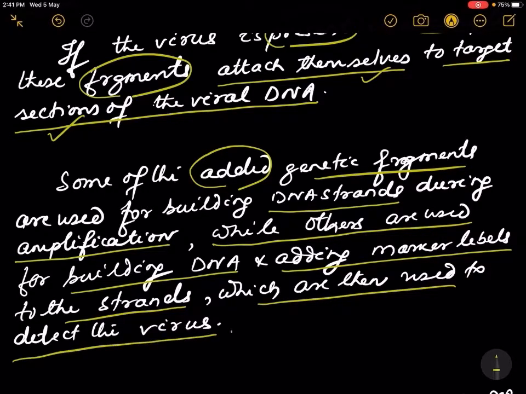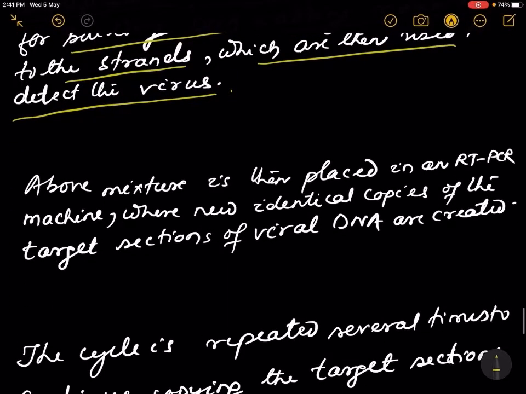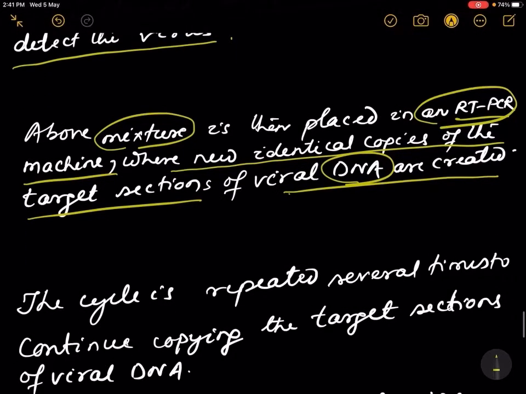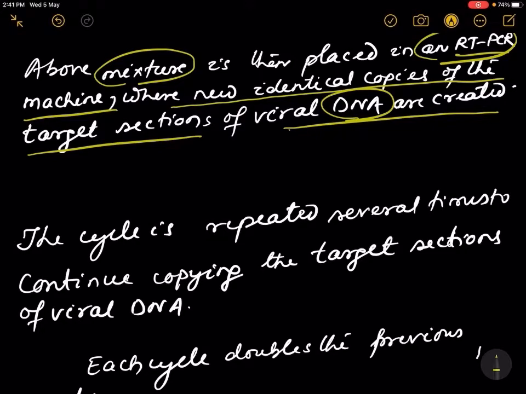The above mixture is then placed in an RT-PCR machine where new identical copies of the target sections of viral DNA are created. The cycle is repeated several times to continue copying the target sections of viral DNA.